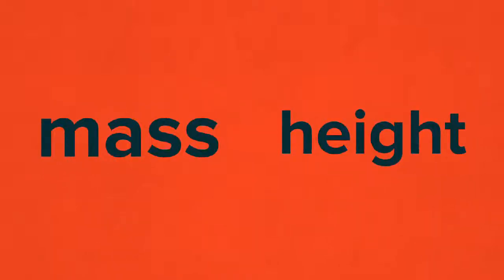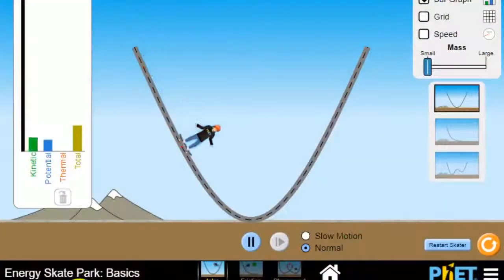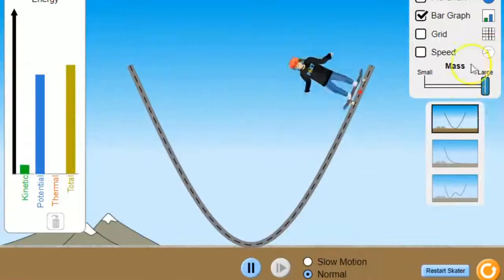Gravitational potential energy can be affected by two things: mass, how much stuff there is, and height, how far away something is from the ground. Let's start with a skateboarder that has a small mass. Look how low the total energy, potential energy, and kinetic energy are on the graph over on the left. Also notice that the kinetic and potential energy never go higher than the total energy.